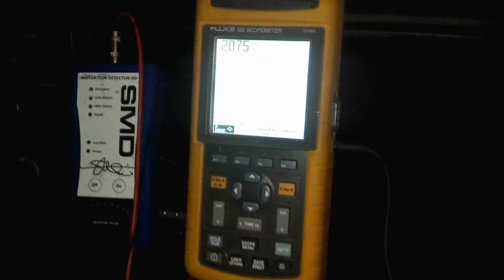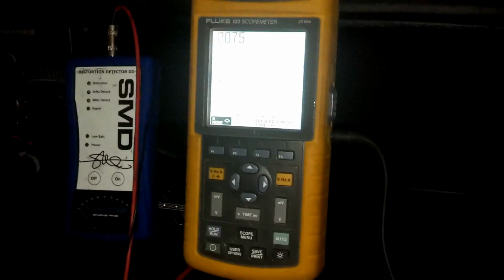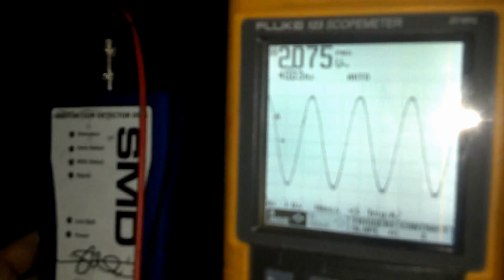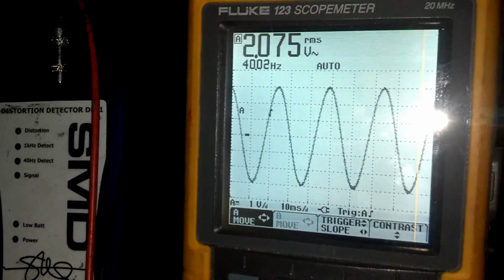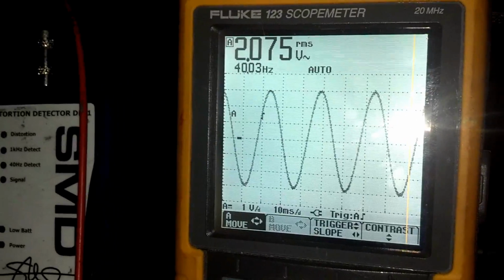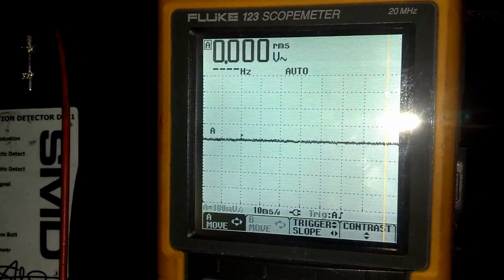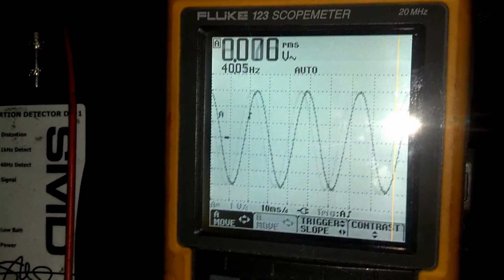I promised I would shoot a video, show everybody. So, got the DD-1 here, got the Fluke 123 scope meter. You can see our wave is nice and clean. We're at 2.075 volts RMS coming out of the head unit.